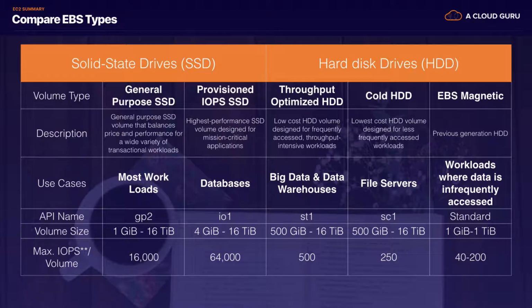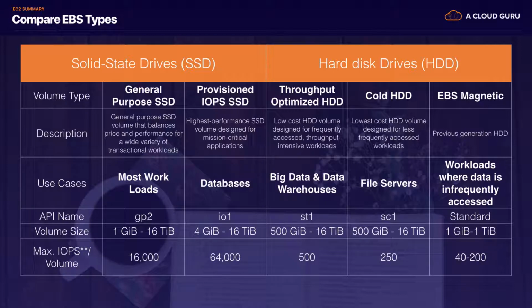And essentially, if you want your IOPS to go above 16,000, you want to move from general purpose over to provisioned IOPS. We then have hard disk drives. So we've got three different types. We've got throughput optimized hard disk drives, or ST1. We've got cold hard disk drives, or SC1. And then we've got EBS magnetic, and this is sometimes referred to just as standard, its API name. And that's typically previous generation, so you might not see that in the exam.